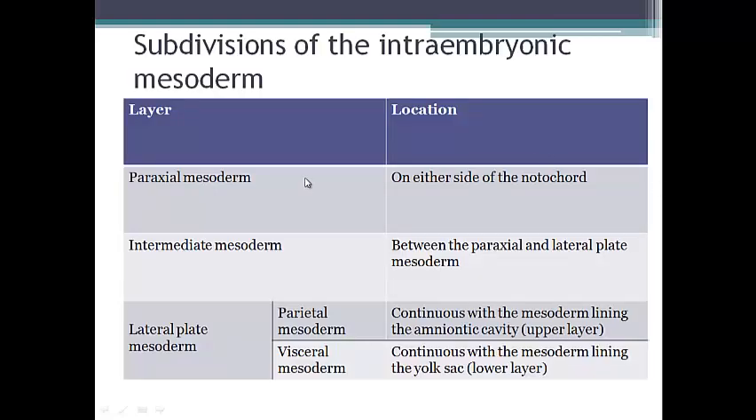So let's just recap the divisions of the intraembryonic mesoderm. Remember, we've got the paraxial mesoderm that's found on either side of the notochord. You've got the intermediate mesoderm right after the paraxial mesoderm, before the lateral plate mesoderm, so it's in the middle. And the lateral plate mesoderm at the very end is divided into both parietal and visceral mesoderm, and each one of those is continuous with a part of the extraembryonic mesoderm.